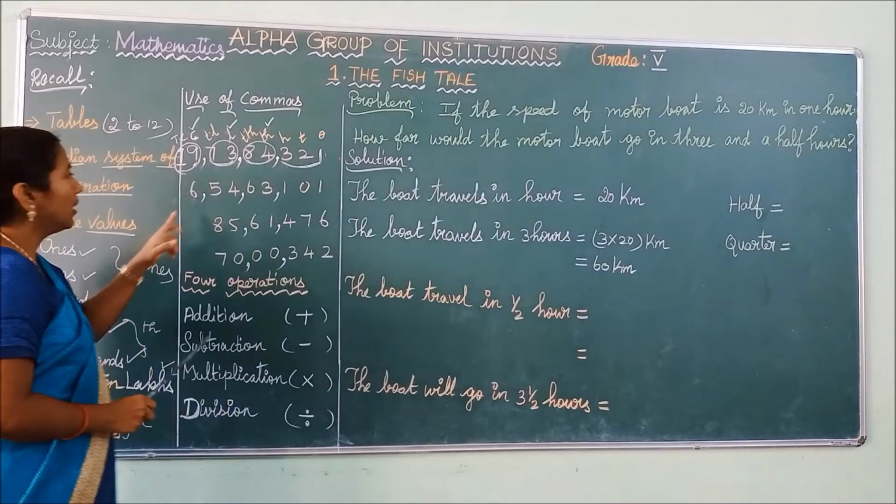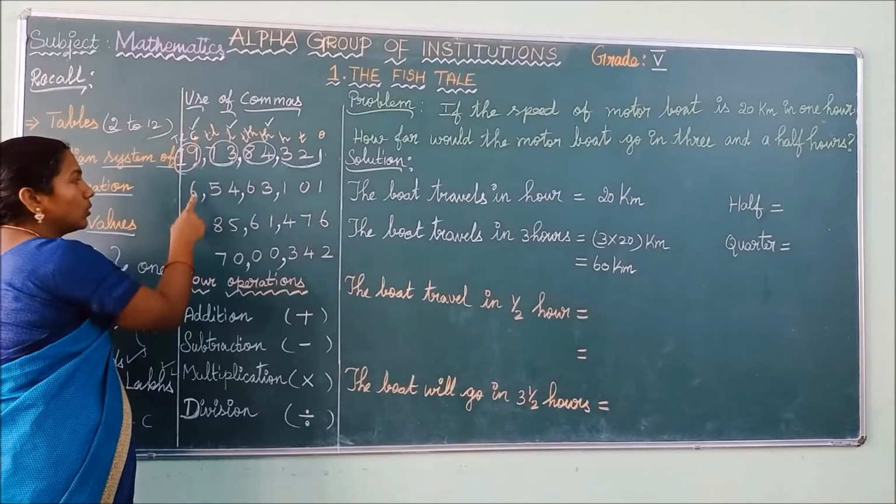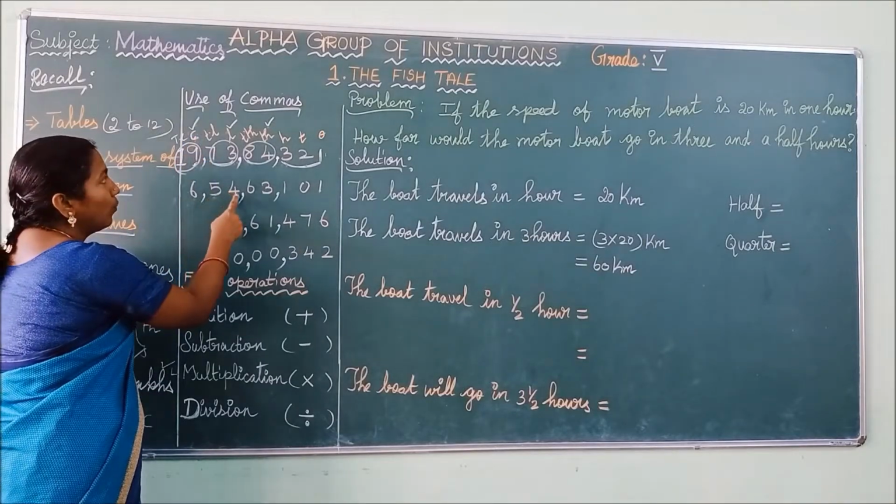See the next one. How can you read this number? See here, 6 goes to the crores period. So 6 crores, 54 lakhs.